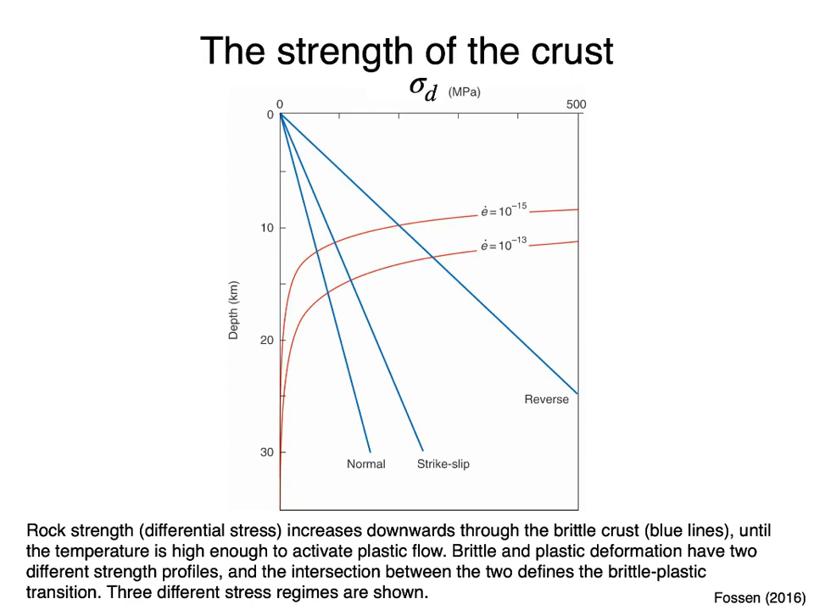The crust below 10 km depth or so behaves in a different manner. The strength follows the red curve of plastic deformation. This curve is controlled by factors such as rock composition, temperature, and strain rate, epsilon dot. Lower strain rates move the red curve up, because the rock is weaker when it is deformed slower. The intersection between the blue and red lines defines the brittle plastic transition.